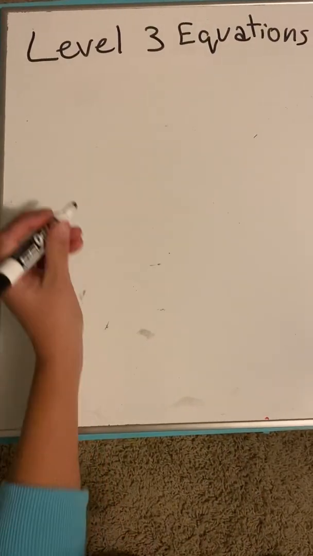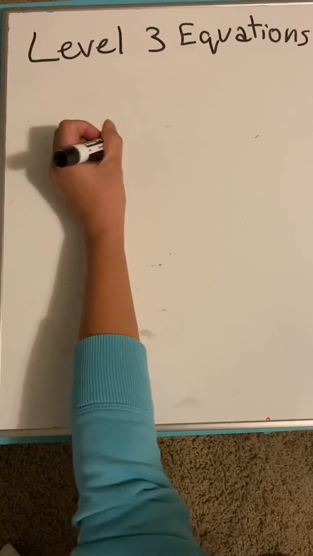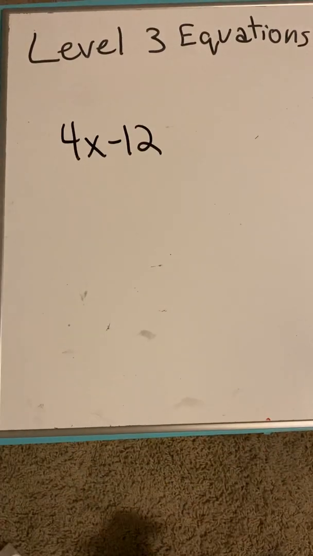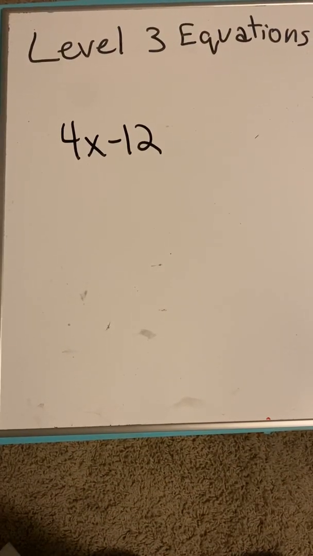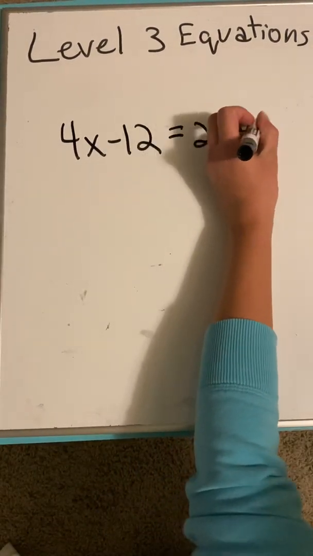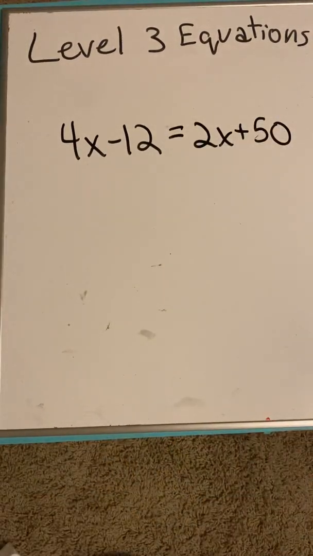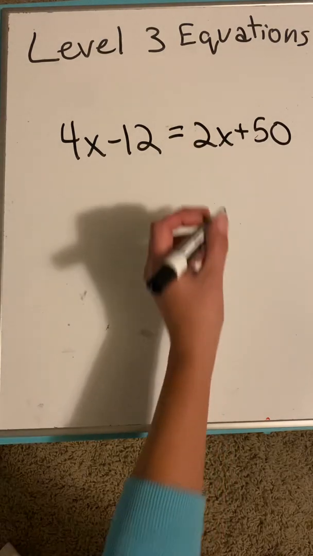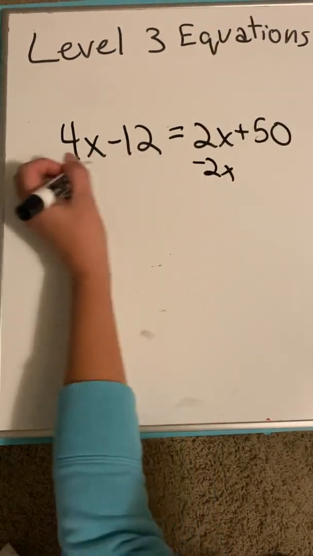Number 4. 4x minus 12 equals 2x plus 50. Okay, let's get our variable on the same side. Again, you can do either. I just like my variables to be positive, so I'm going to subtract 2x.